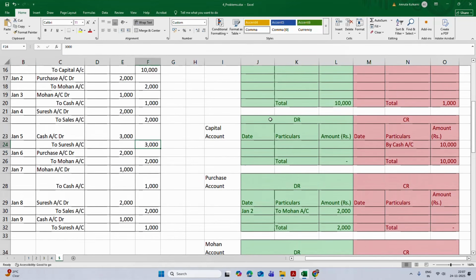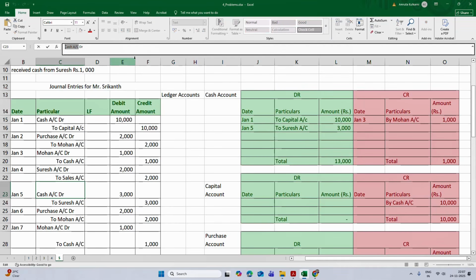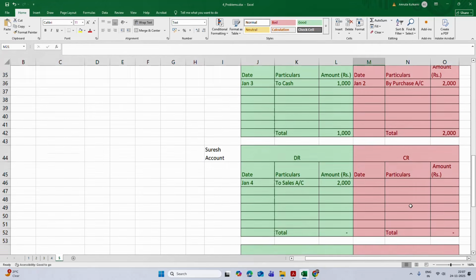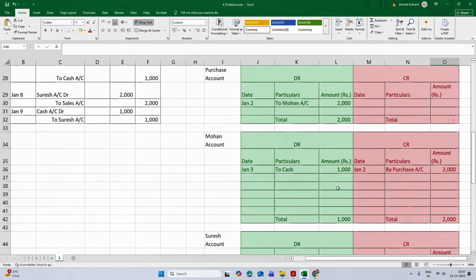So cash account debited on Jan 5 by how much amount? Rupees 3000. And now Suresh account has to be credited to cash by 3000. This is Jan 5. So by cash account rupees 3000.